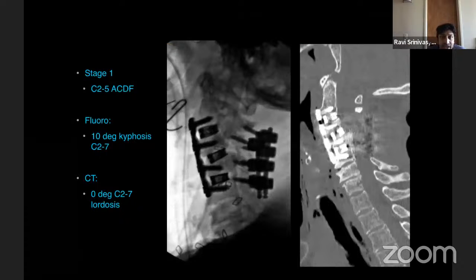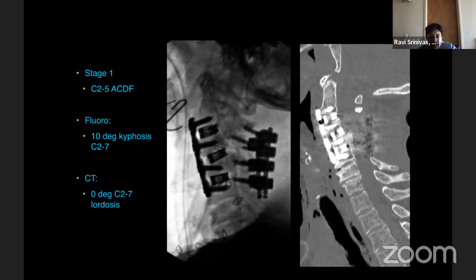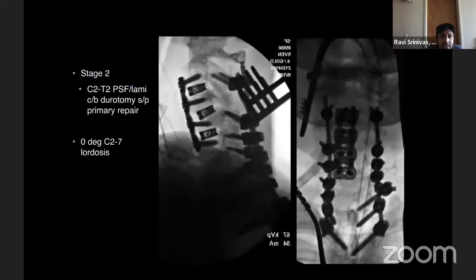So the patient was then, about a week later, taken to the OR for a 2-stage procedure. Stage 1 was a C2 to 5 ACDF, and we see an improvement in the overall cervical kyphosis, bringing the neck to about neutral lordosis. Then the next slide. And then the patient returned to the OR for part 2, C2 to T2 posterior fusion decompression. There was a small durotomy that was repaired. Again, we see an improvement in that cervical kyphosis. We now see 0 degrees of lordosis.